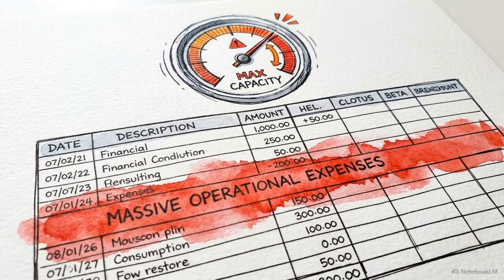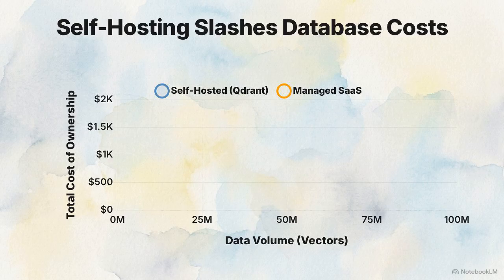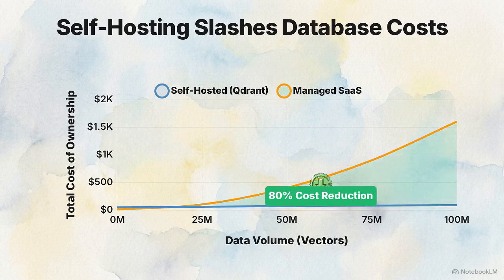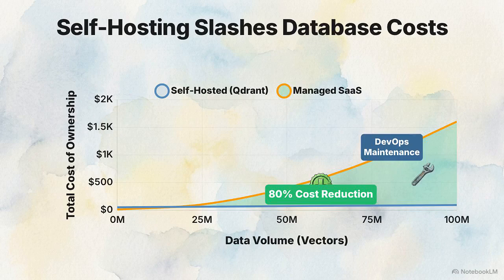As your data volume passes the 50 million vector mark, the hosting costs scale aggressively and can quickly damage an agency's margins. This line chart tracks total cost of ownership. The managed solutions cost curve arcs upward, while self-hosted alternatives like Qdrant remain flat. Qdrant offers an 80% cost reduction, but you take on DevOps maintenance to keep the database running.